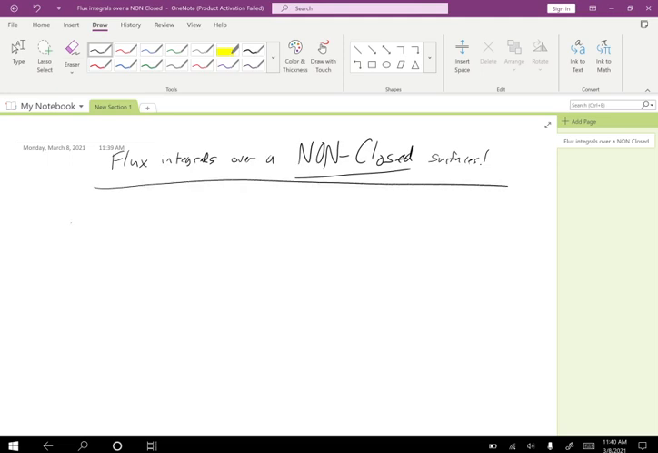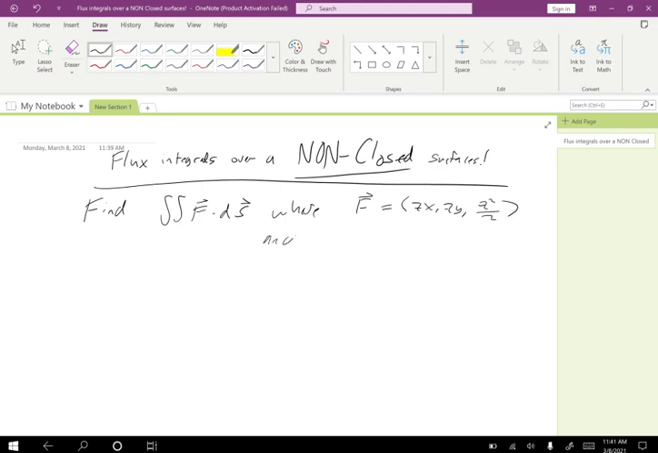And so let me just give you a concrete problem. We're going to find the integral. I'm not writing it as a closed integral. It's going to be of F dot dS, where our force will look like zx, zy, z squared over 2. And here's the key thing.